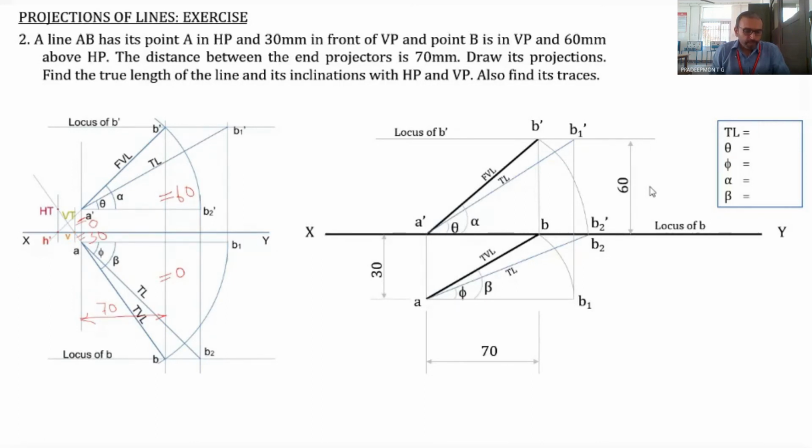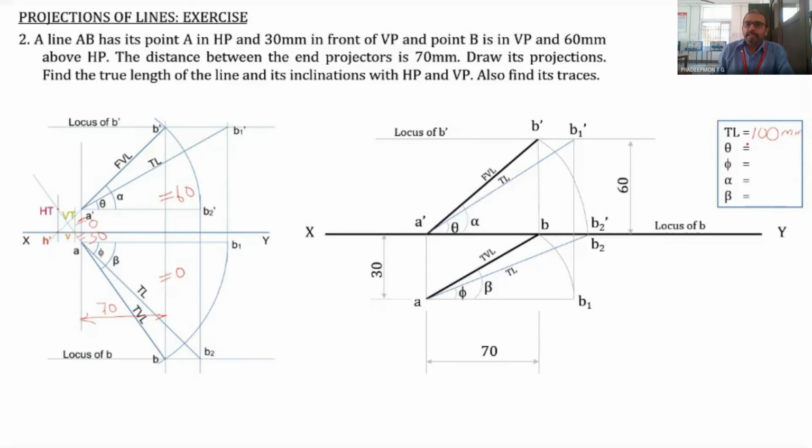Now somebody just unmute and tell me the values of true length, theta, phi, alpha and beta, so that others can get an idea about what their fellow students got. What is the true length? 10 centimeter. So when we are writing, we are not writing it as 10 centimeter. 100 millimeter, yes. Always write it in millimeters. So 100 millimeter. Then theta?